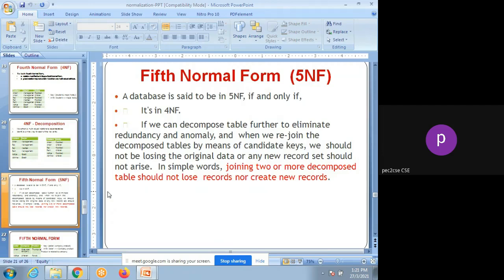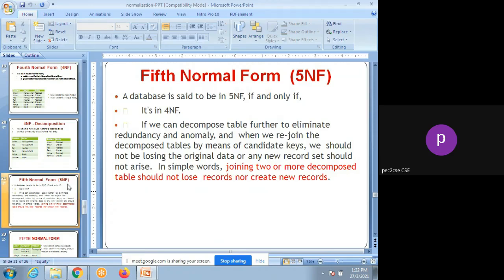So for the fifth normal form, you have to keep one word in mind: it should preserve join dependency. When you decompose a table, after decomposition, if you try to rejoin the tables, you should be able to get your original table. When you get the original table, there should not be any loss of data, and there should not be any new record added. You should not be able to create a new record either.